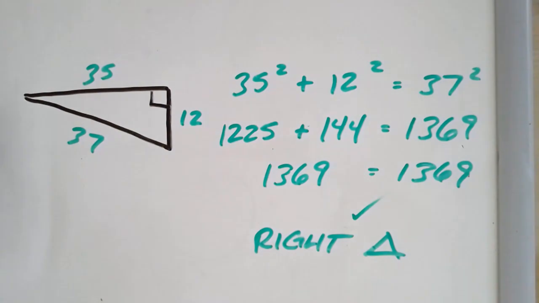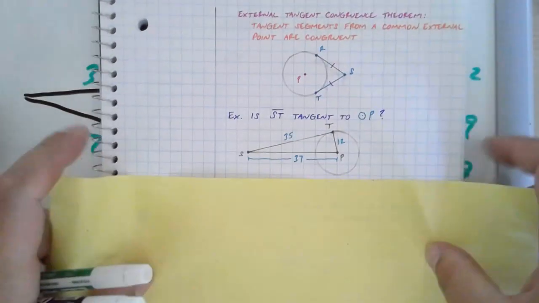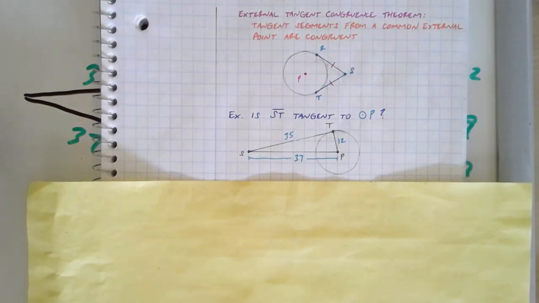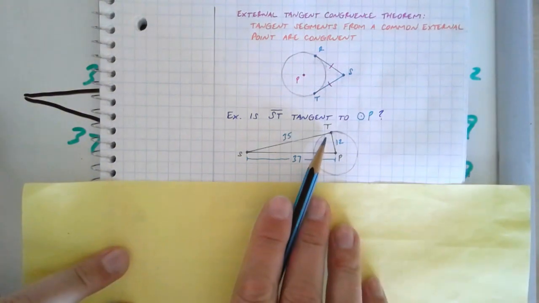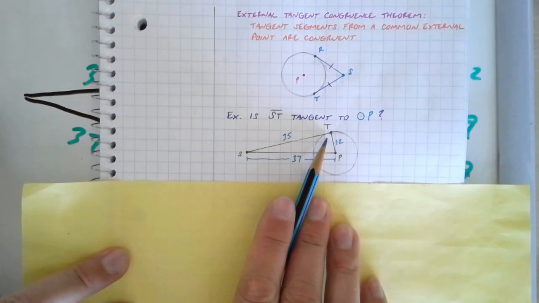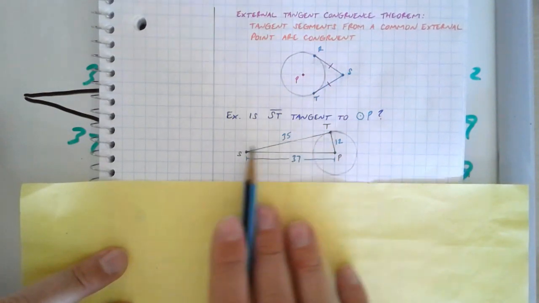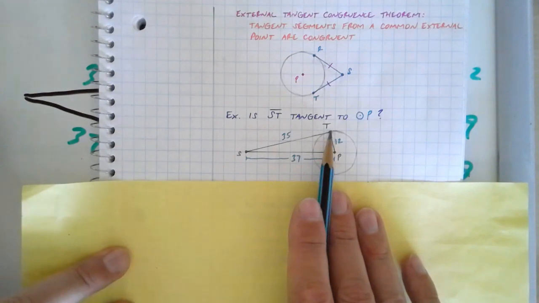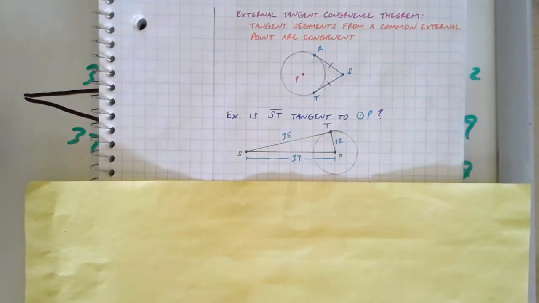So back to the question, to answer that directly, is segment ST tangent to circle P? Yes. Because again, it broke down to this simple result. We just proved that this angle right here had to be 90 degrees based on those measurements. And because that's 90 degrees, that forces ST to be tangent to the circle at point T. So we used Pythagorean theorem to prove that ST was tangent.